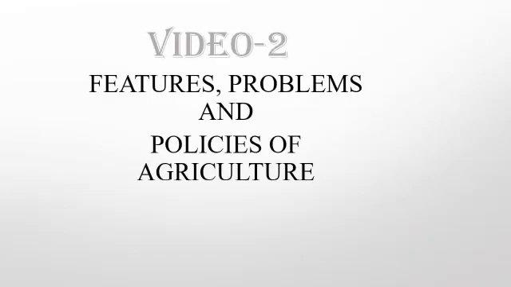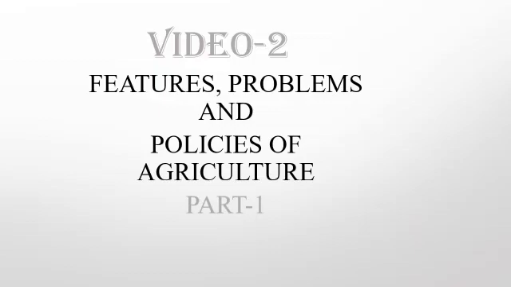Today, the topic for our learning is features, problems and policies of agriculture. Agriculture is the backbone of the Indian economy. In fact, economic development is possible only through agricultural development. Do you know why? Because India is an agricultural country and still a lot of the population is dependent upon agriculture. So without its development, the development of India is not possible.